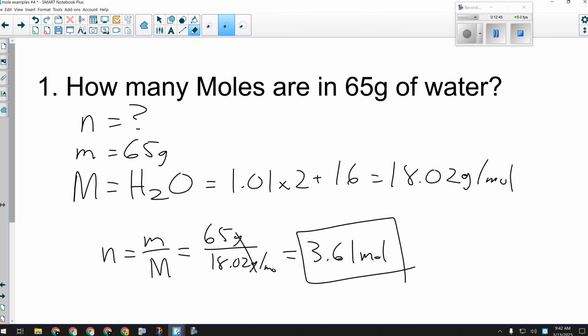All right, I'm going to throw a couple more mole equation questions on the board for you guys to try. We'll just look over any that give us trouble, and then tomorrow mole equation.